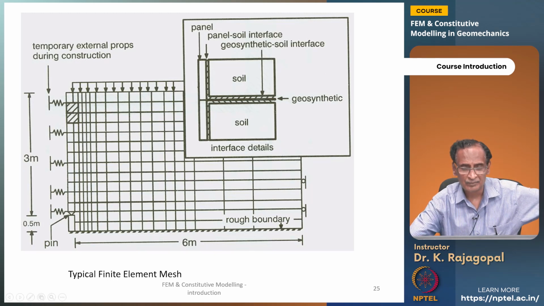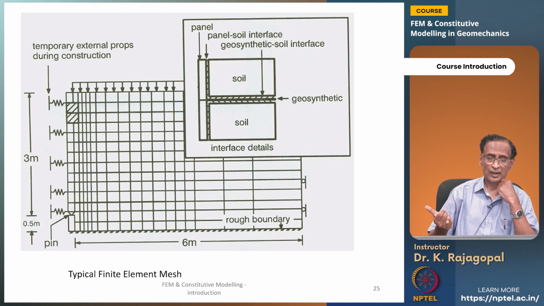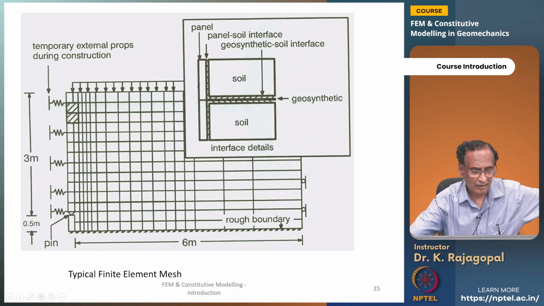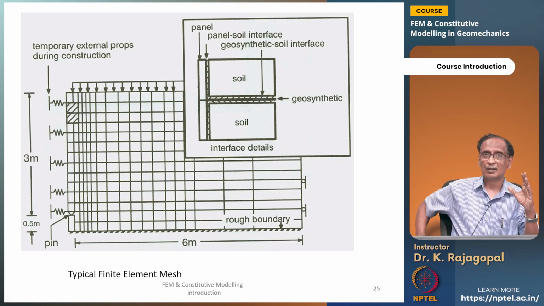So here you see an interface provided between the panel and the soil, and then the soil and the geosynthetic, and then the geosynthetic is connected to the facing panels through some mechanism, and we should be able to simulate all these through our finite element models. And then in the construction itself, there are 4 panels, and each of them is supported during the construction, and then after the construction is over, these supports were removed.